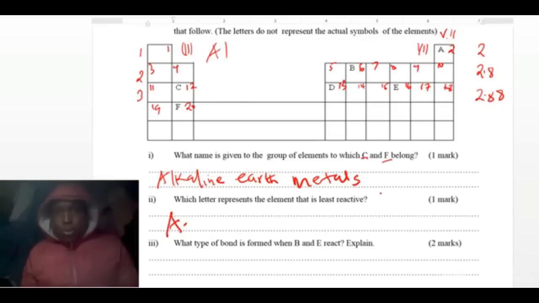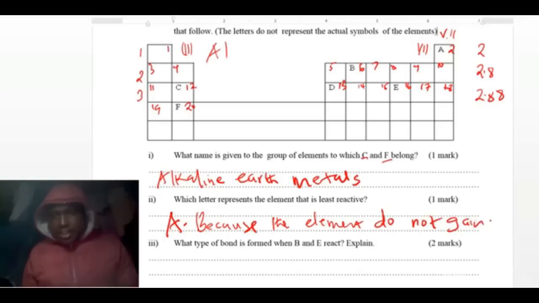They forgot to write "explain", but you need to explain why you are saying it. You say that, because the element does not gain nor lose electrons. In other words, you can say the element is stable. The electronic configuration of that element is stable, so it doesn't react. As simple as that.